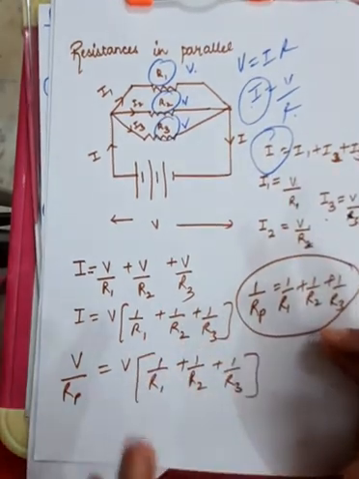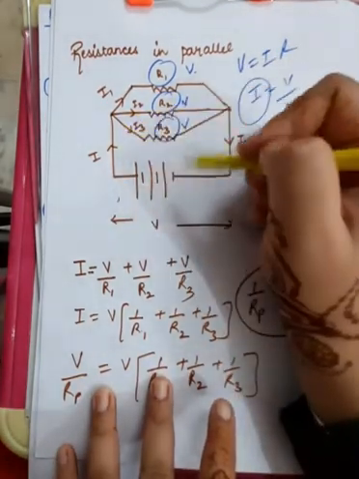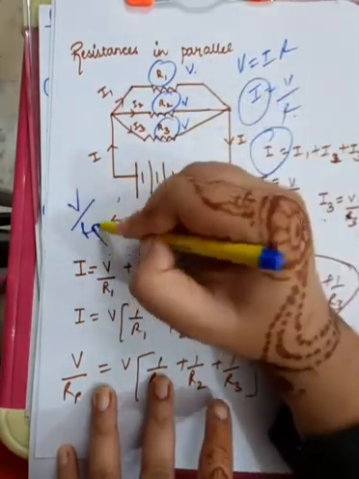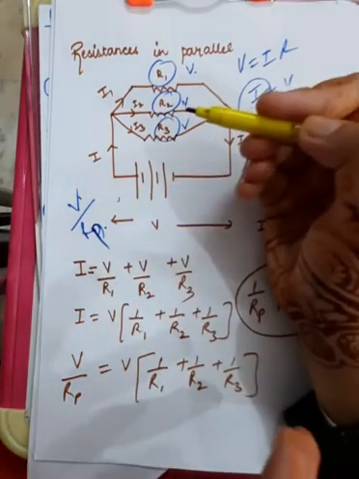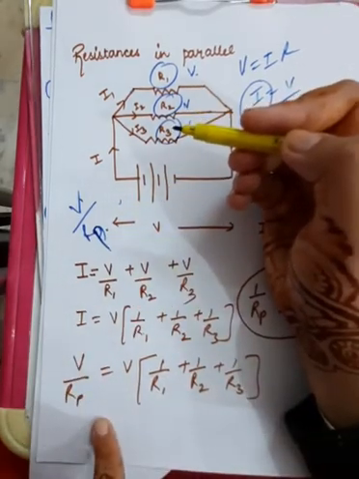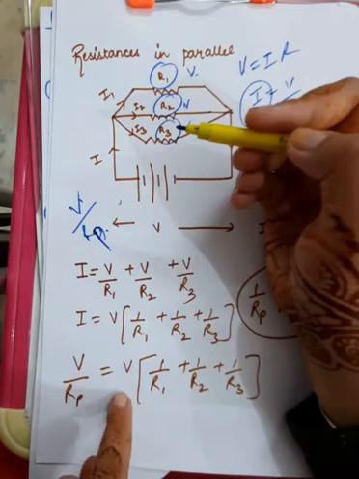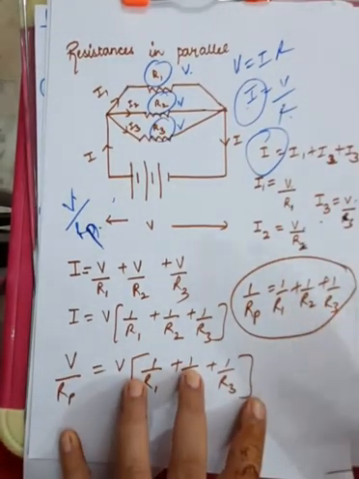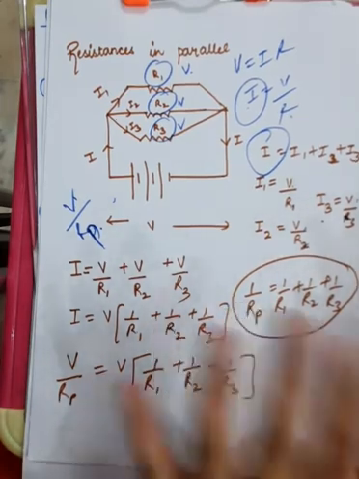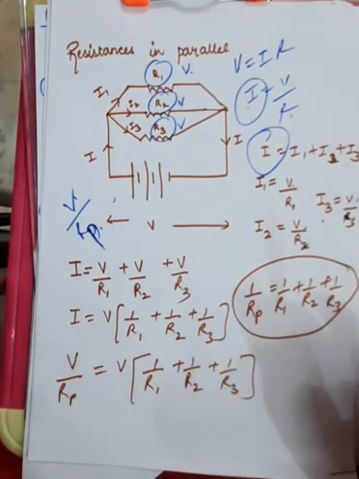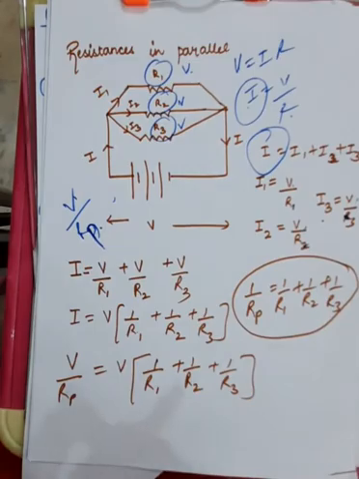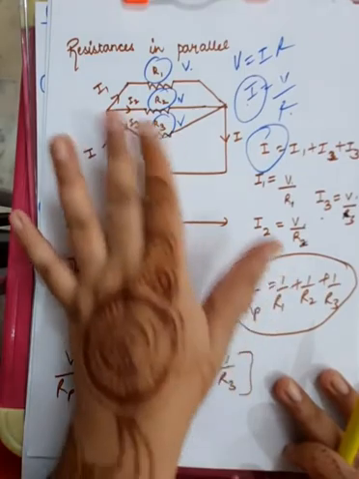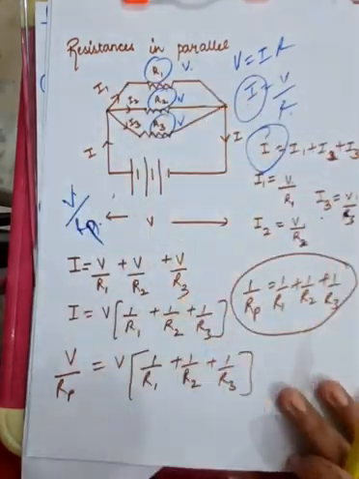Okay, but after that, you know that the total current flowing through the circuit will be equal to the total potential difference divided by the equivalent resistance in parallel combination, V by Rp. So I can be written as V by Rp also. So V and V cancel, and 1 by Rp equals 1 by R1 plus 1 by R2 plus 1 by R3. So this is the relation amongst all the resistances which are connected in a parallel combination, such that their first ends are connected to the positive terminal and their last ends are connected to the negative terminal.